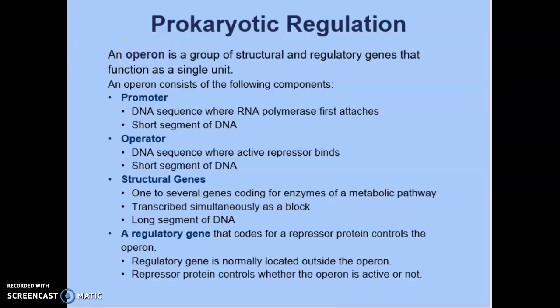Operon. This is a group of structural and regulatory genes that function as a single unit. And here are those pieces of an operon. Each one of these is part of an operon. You have the promoter. This is where RNA polymerase, remember we talked about polymerase being what builds an RNA molecule, attaches. The promoter is a part of the DNA sequence, so it's on your DNA, where RNA polymerase is going to attach. And it's just a small segment, which I'll show you on the next slide.